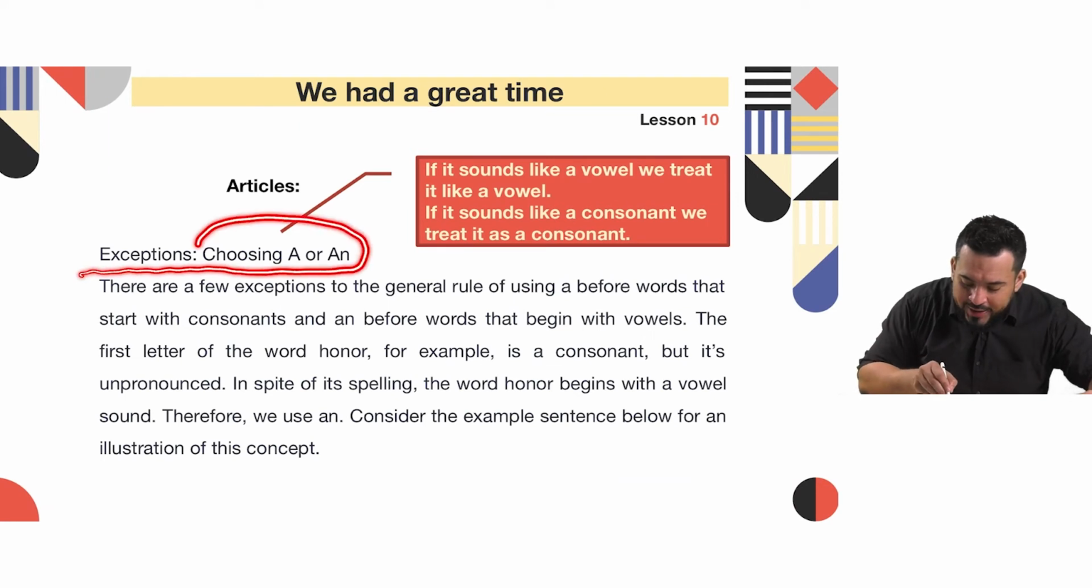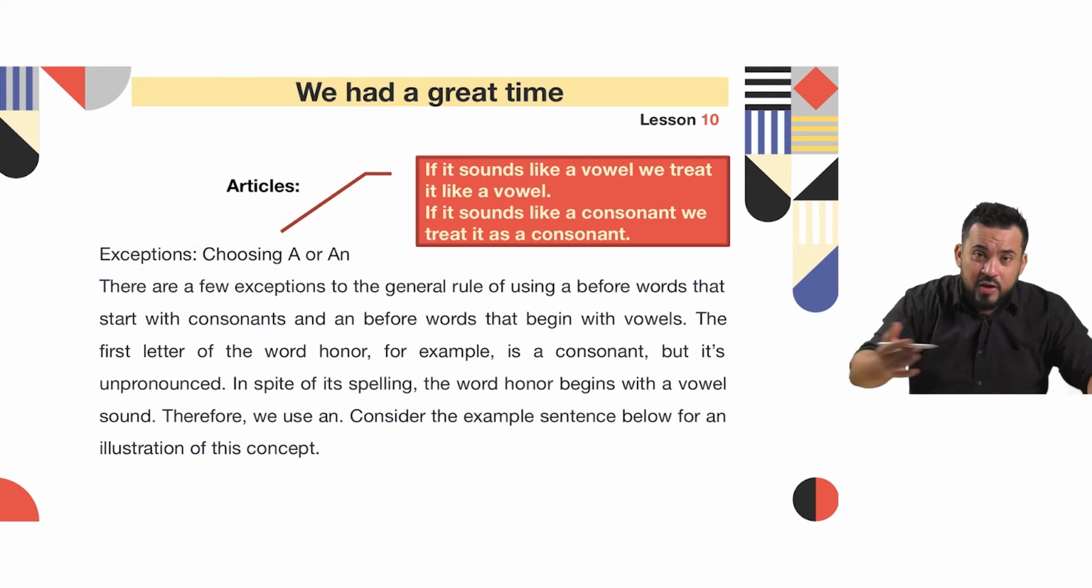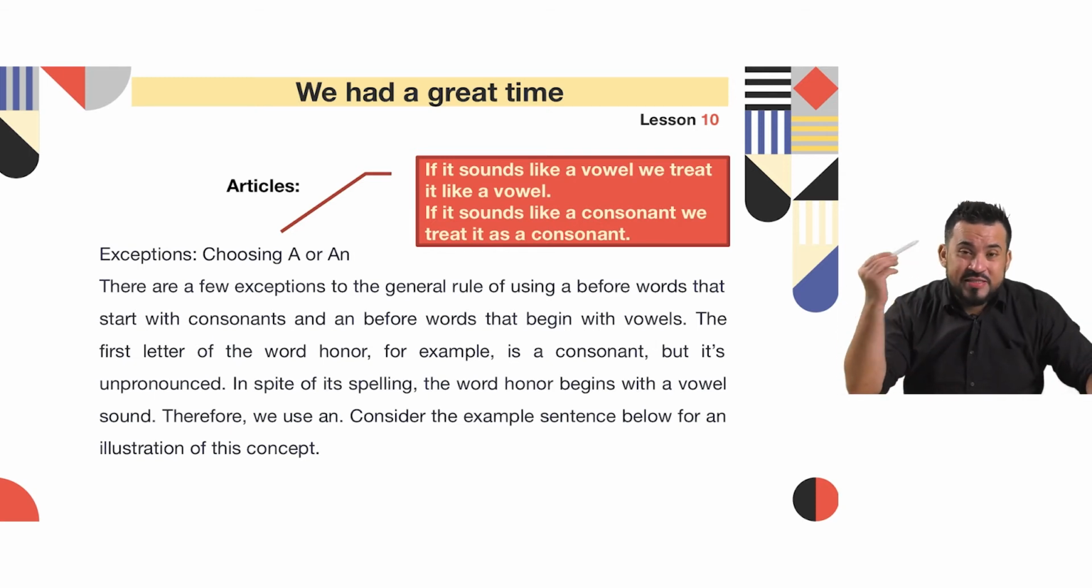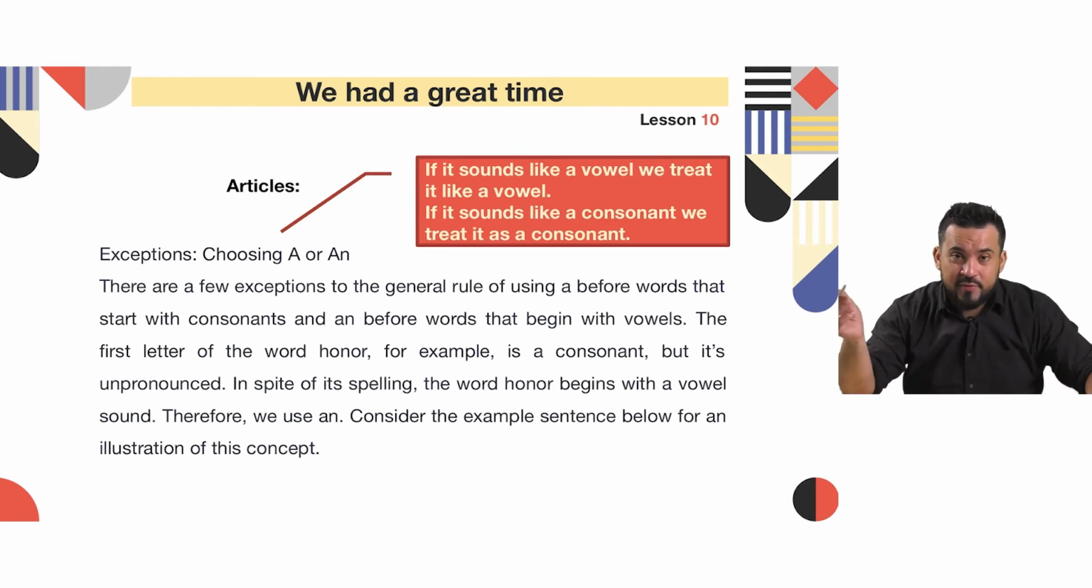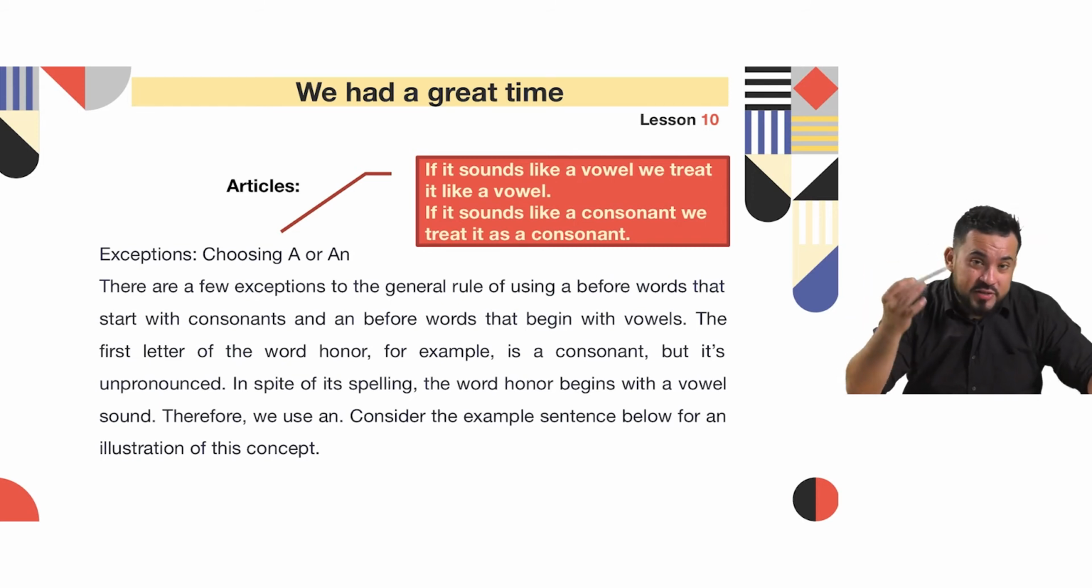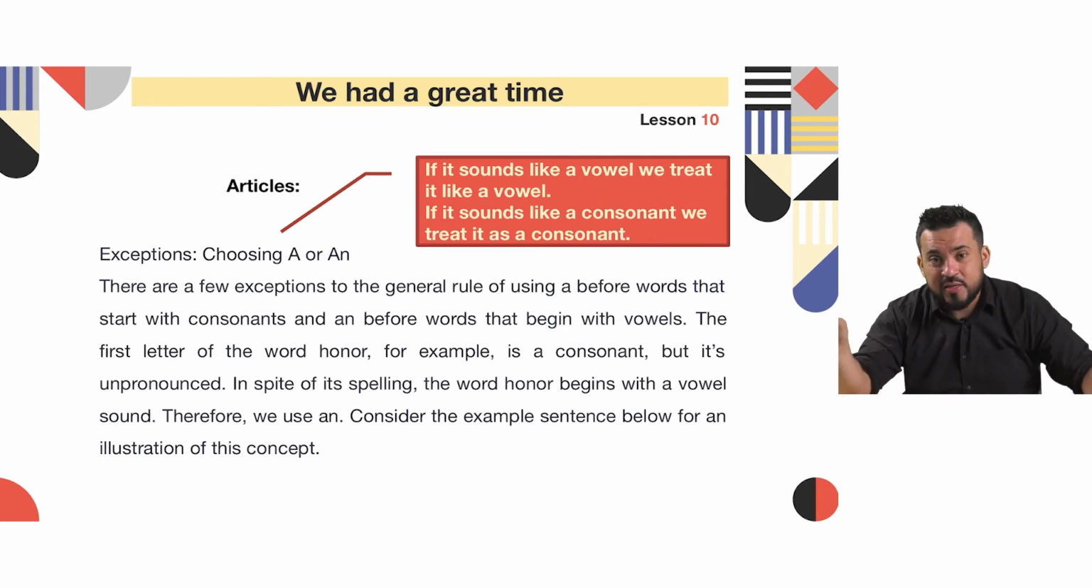Choosing a or an. We know that a goes before consonants and an goes before vowels, but we said if it sounds like a vowel, we treat it like a vowel. If it sounds like a vowel, even if it's not a vowel, we use an with the word. If it sounds like a consonant, even if it's not a consonant, we still use a with the word. Okay, what does that mean?